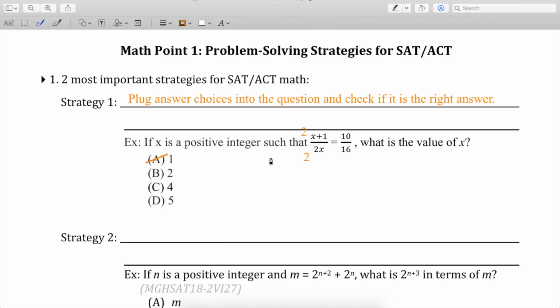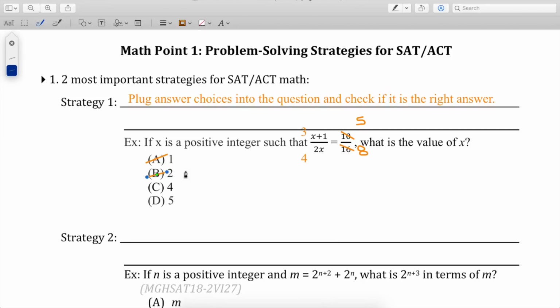We can cross out choice A. Then choice B is x equals 2. So you put that into x. 2 plus 1 equals 3 at the top, and 2 times 2 equals 4 at the bottom. And 3 over 4 is not exactly 10 over 16. In case you're not sure, you can simplify 10 over 16 by dividing the top by 2, so you have a 5 at the top, and for the bottom, 16 divided by 2 is 8. So 5 over 8, and that is not 3 over 4. So B is wrong.